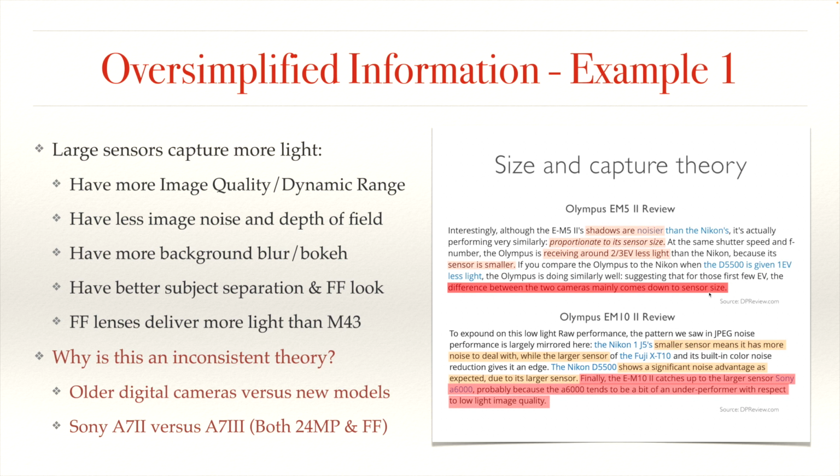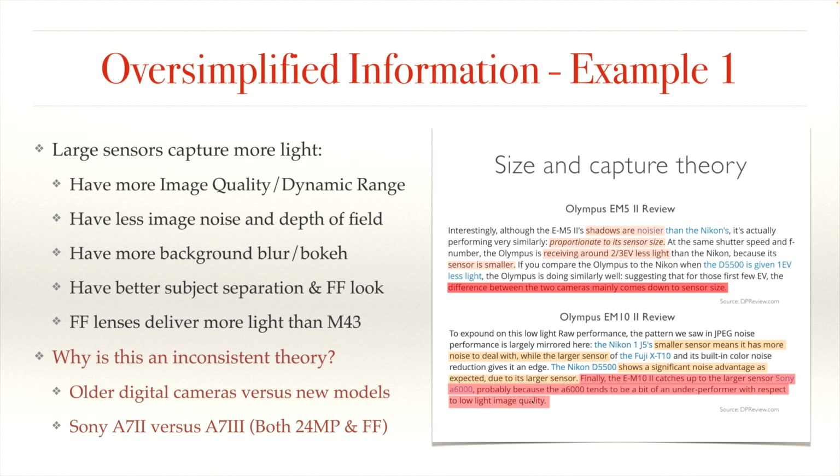In the next review, we get similar statements like smaller sensor means it has more noise to deal with, while the larger sensor goes against small and large. And then the APC of the D5500 shows a significant noise advantage as expected due to its large sensor. But then they make an interesting statement in the final sentence. They say, finally, the EM10 catches up to the larger sensor of the Sony a6000, probably because the a6000 tends to be a bit of an underperformer with respect to low light image quality.